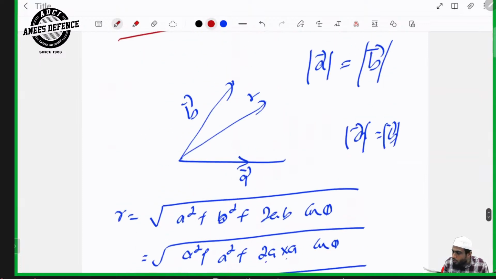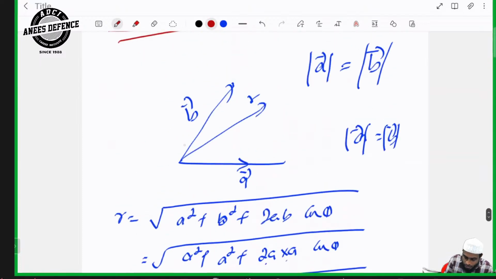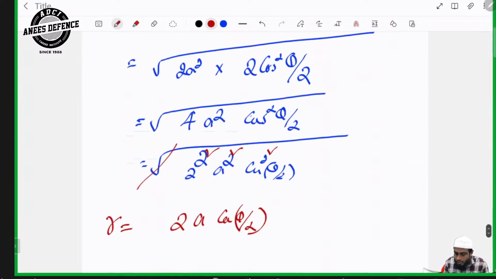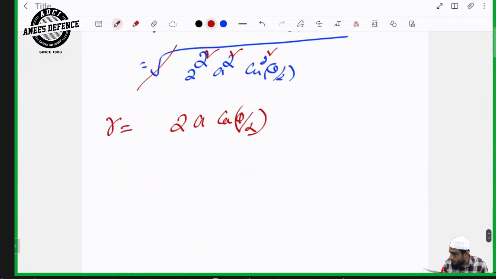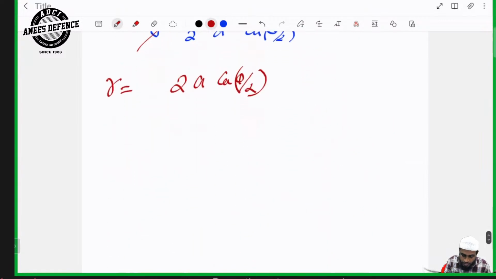Here you are having two vectors A and B, and the angle between them is theta. Then the resultant can be represented like this: 2A cos theta by 2. Understood? If the magnitude is the same, but the vectors are not equal. If two vectors are equal, their magnitude and direction should be equal. Here only the magnitude is equal. Understood?